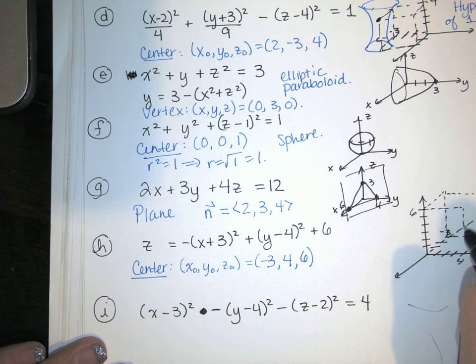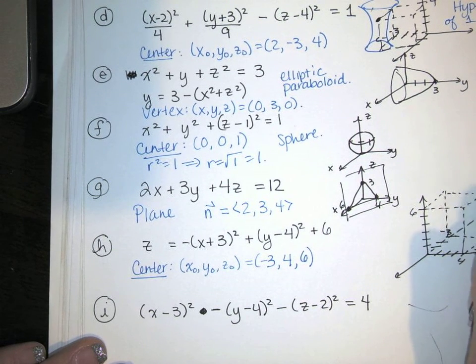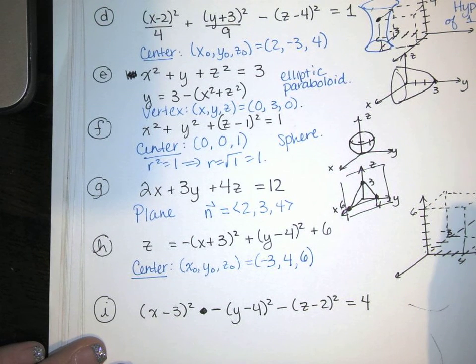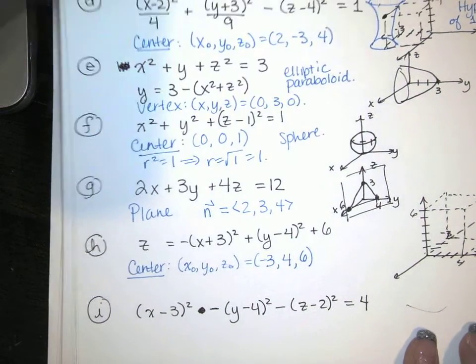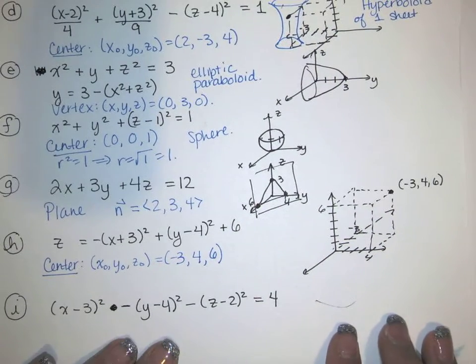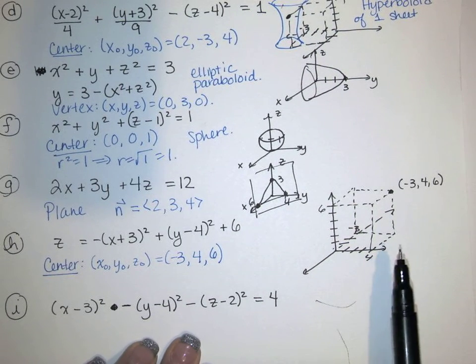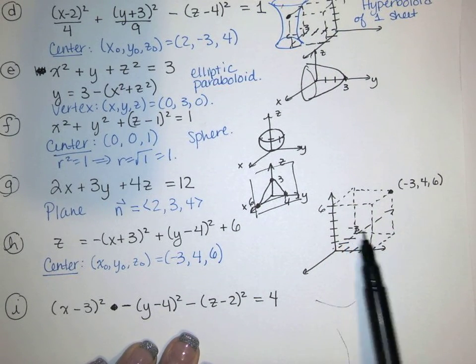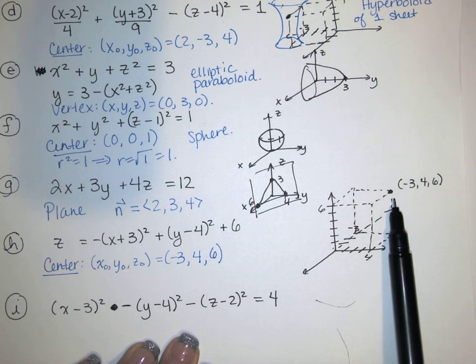And I'm drawing my rectangular box so I can get some sense of where that center is. Back 3 to the right 4 and up 6, so we're here. Oops, I'm sorry, it's off the camera screen. All right, so we go back 3 to the right 4 and up 6, and we're here.